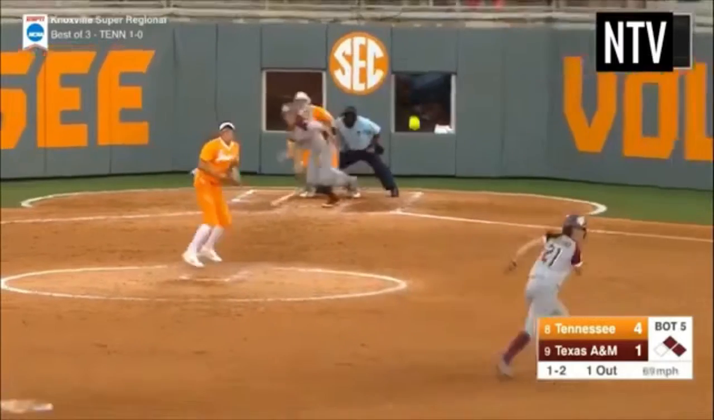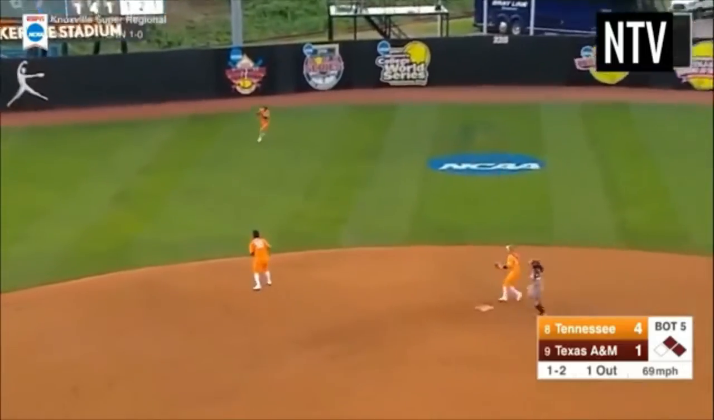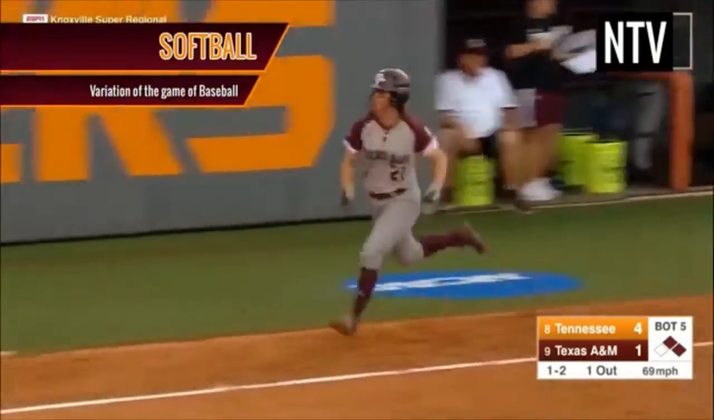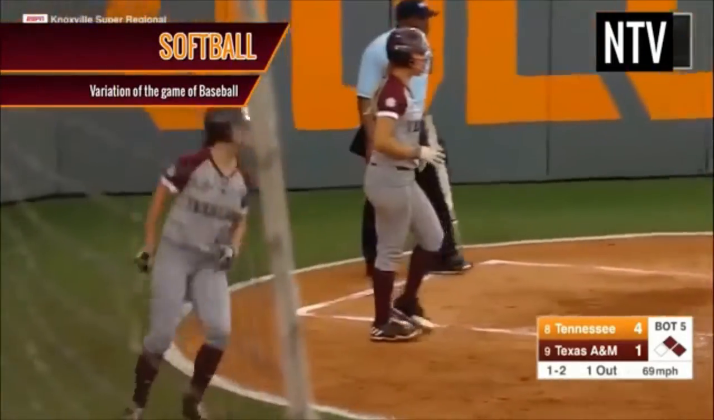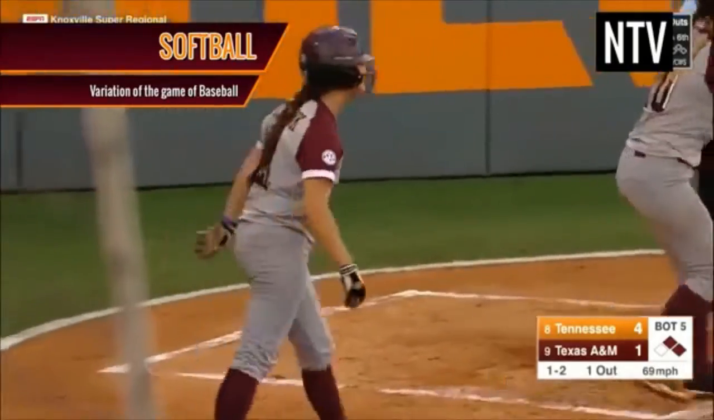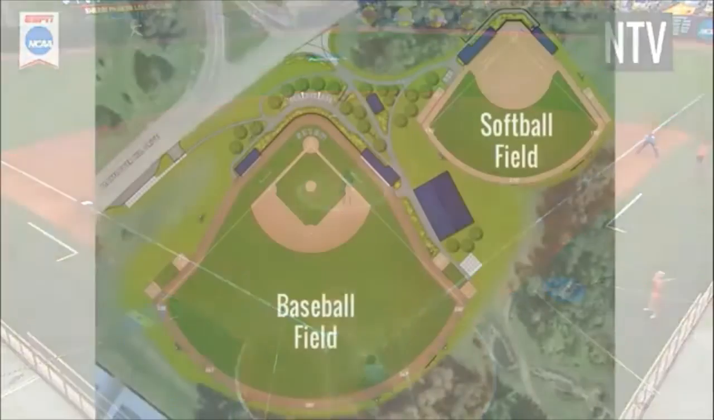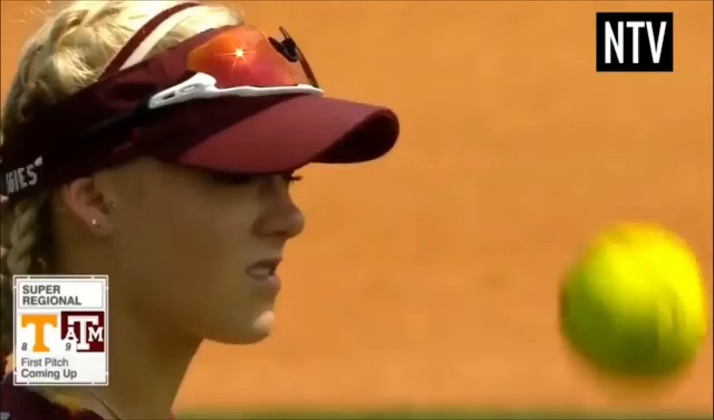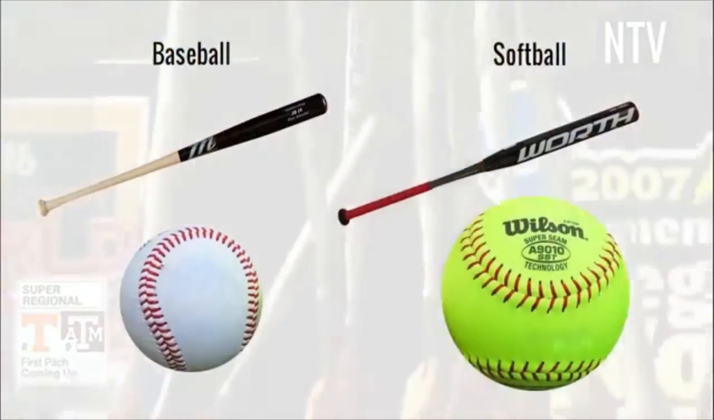The object of the game is for your team to score more runs than the opposing team. Softball is a variation of the game of baseball, and the rules are very similar with some significant differences. Firstly, the field is generally a lot smaller, and the equipment used is also different.